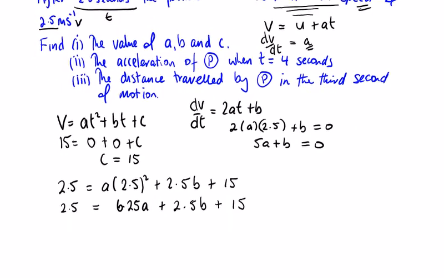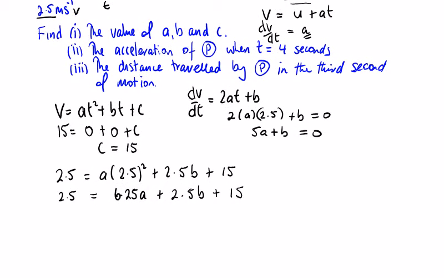They all have a factor of 2.5. So if we divide them all by... what do I need to? I don't probably need to, I don't at this point. 6.25a plus 2.5b is equal to minus 12.5, if I bring the 15 across. I have this equation here.